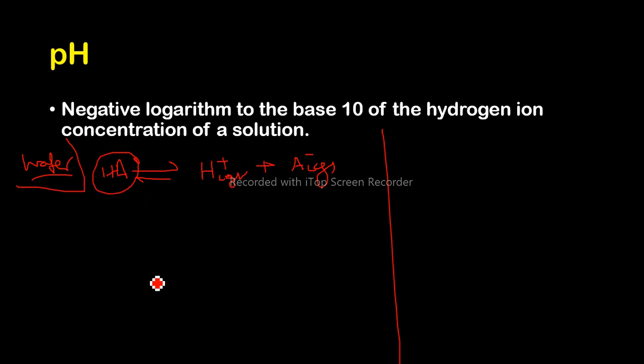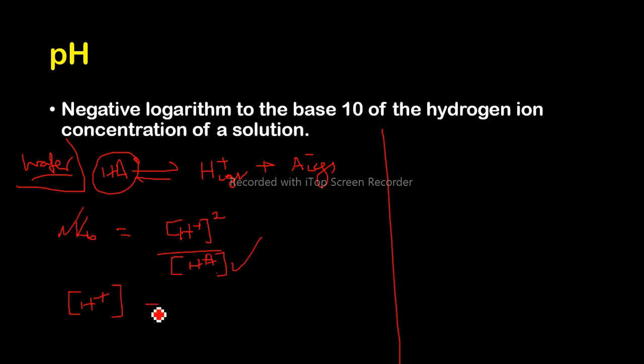Now at equilibrium, if you know the Ka of that acid, we can determine the concentration of hydrogen ions, which is simply the concentration squared over the concentration of the undissociated acid, HA. So if you know this at equilibrium, the concentration of hydrogen ions is simply the square root of Ka times the concentration of undissociated acid.